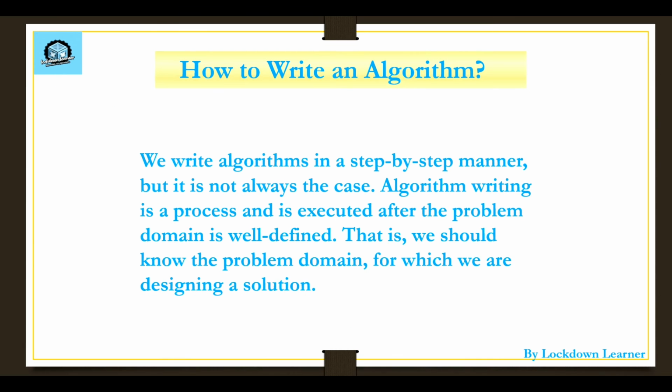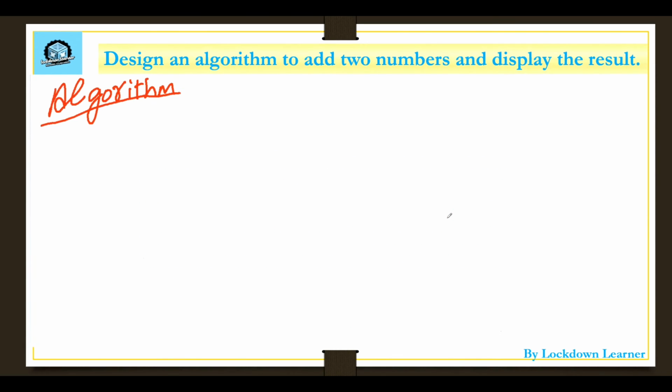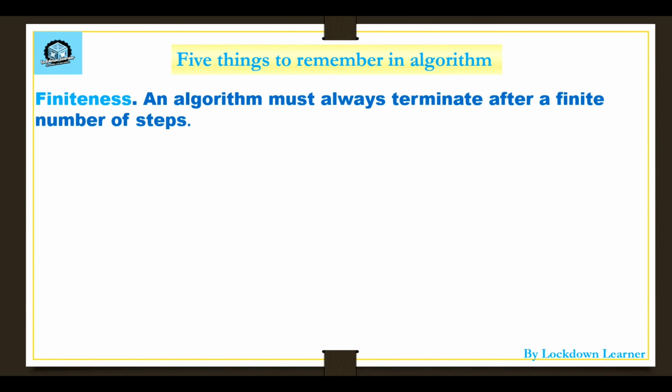We have completed the design of an algorithm to add two numbers, and now we have 5 things to remember in an algorithm. First is finiteness. An algorithm must always terminate after a finite number of steps. Your algorithm should have a finite number of steps, not infinite. Suppose I am giving you a recipe that has an infinite number of steps, you will not be able to complete it, so it is not good.